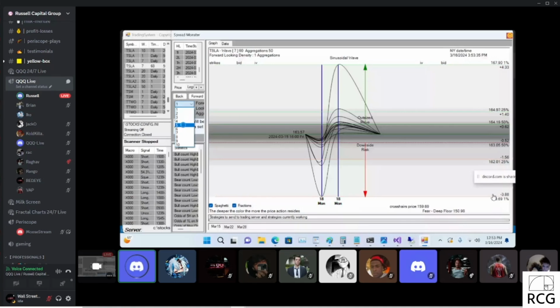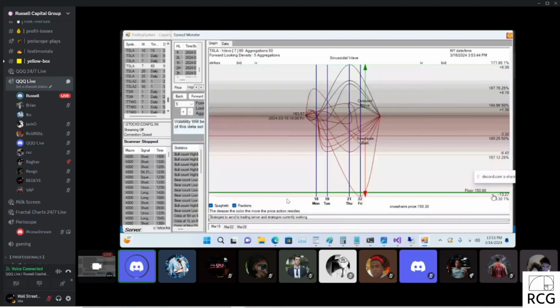So this is 5 60-minute aggregations. I need to fix the labeling down below. Oh, it's wrong. So it's the first, second, third, fourth, fifth. I don't know why the middle aggregation's missing. Oh, I know why. It didn't establish a high or low, so it's not there. So yes, you can do that.